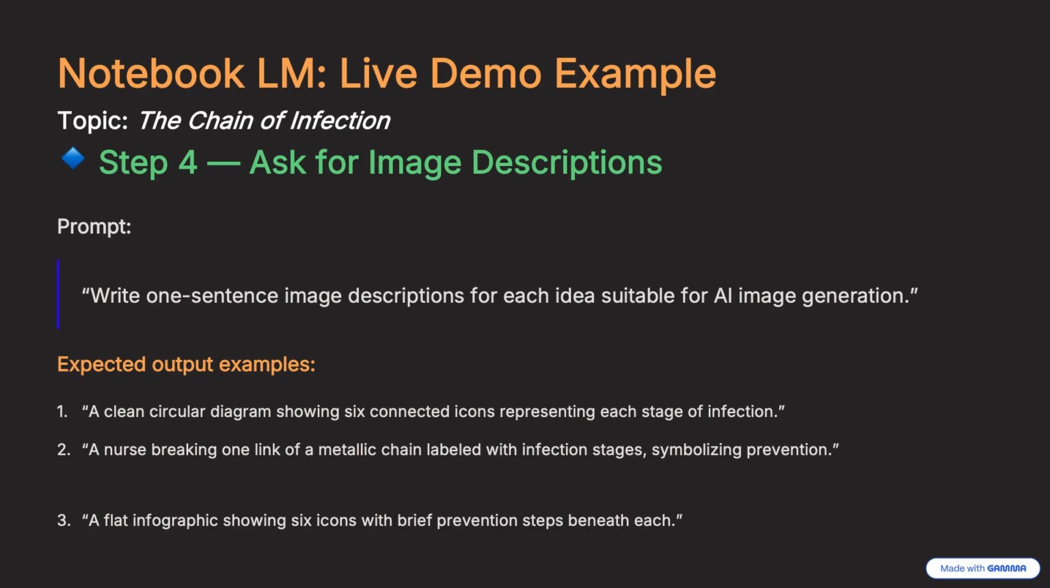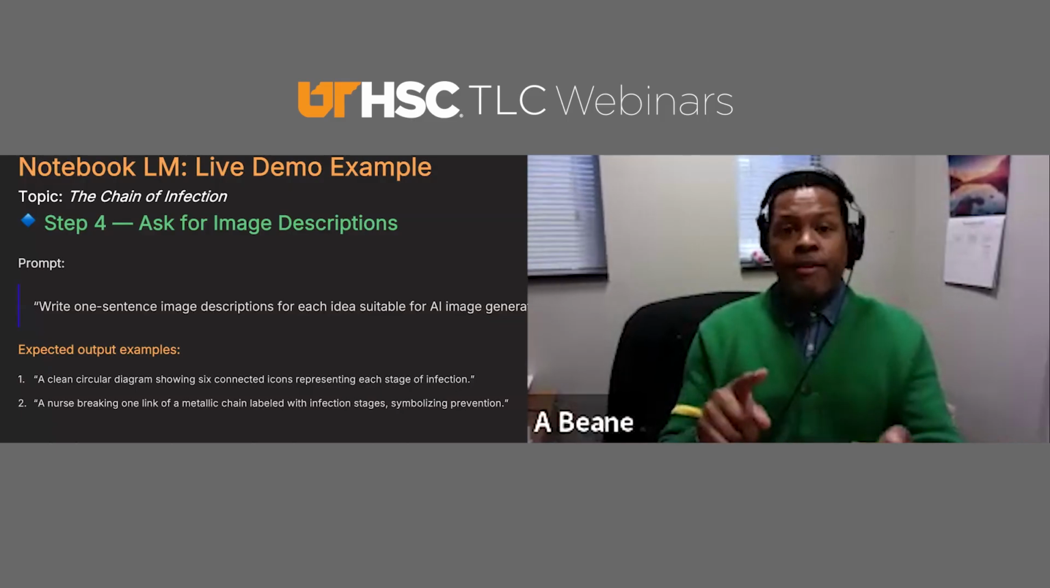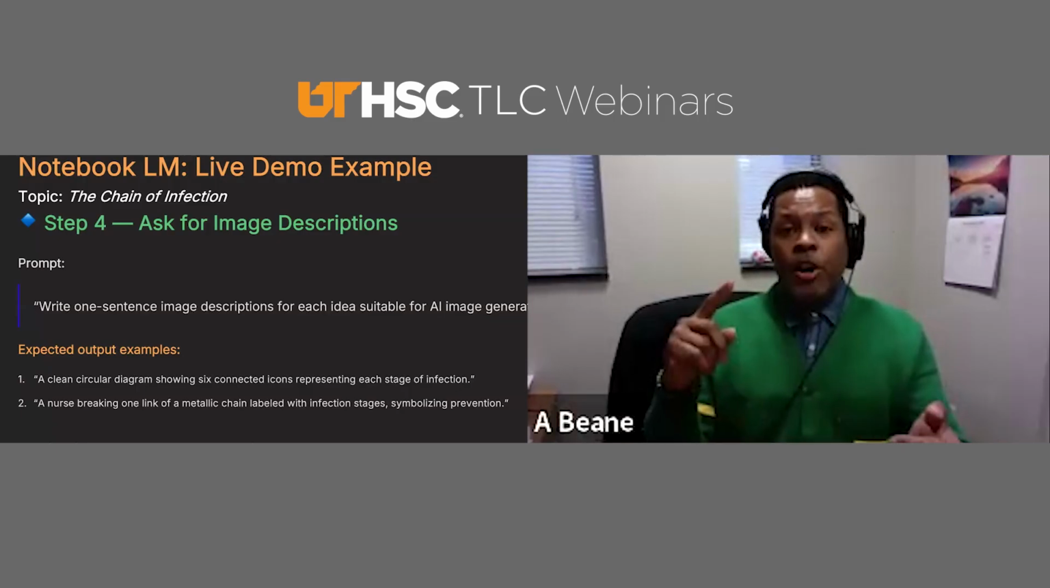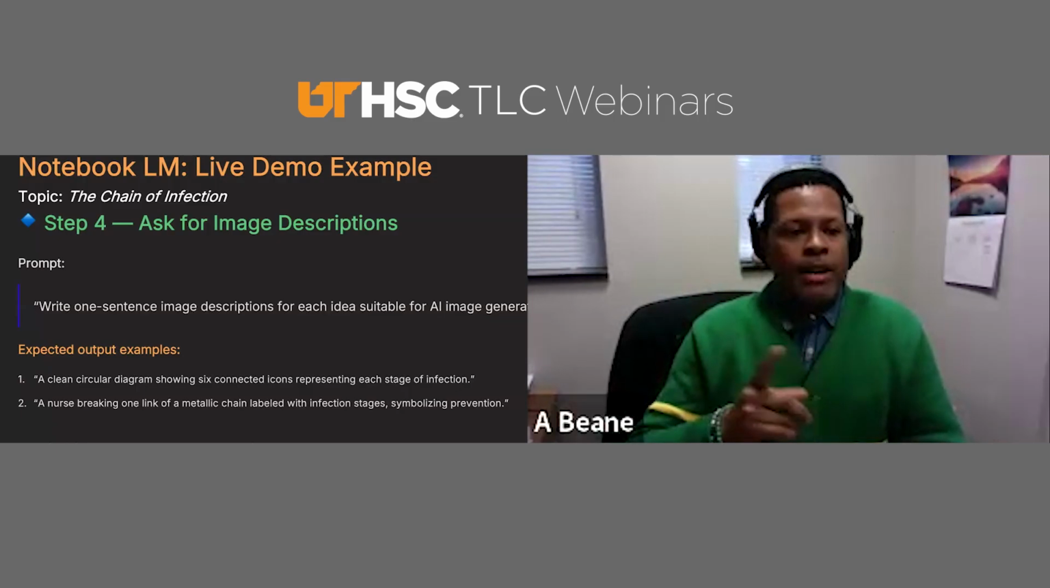So then you move on to the fourth step by asking for the images. And so you put in the prompt, write 1 sentence image description for each idea suitable for AI image generation. That's important to say, for AI image generation, because it doesn't know what you're going to do with it. It doesn't know where it's going to go from there. So by you saying suitable for AI image generation, that means it can go to Canva, it can go to Firefly, it can go to Midjourney, and things like that. So once it sees that, it'll be like, okay, gotcha. I know what to say here.